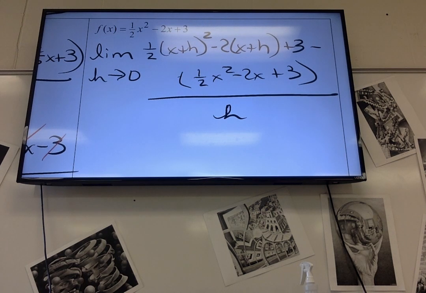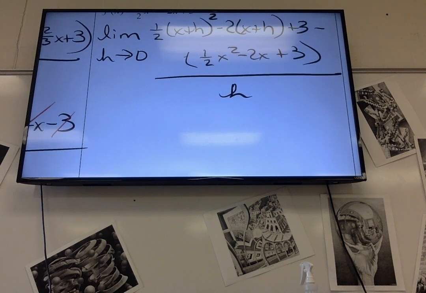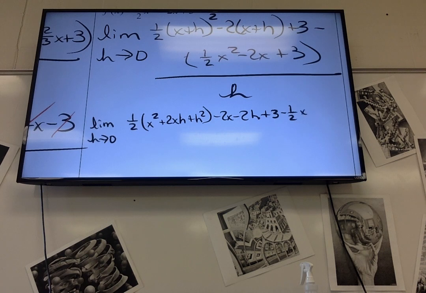Yeah. Okay, so I'm going to do x plus h squared. So the limit as h approaches 0 of 1/2. If you didn't write the word limit, I know, but technically we are doing the limit. x squared plus 2xh plus h squared minus 2x minus 2h plus 3 minus 1/2 x squared plus 2x. Ooh, minus 3.